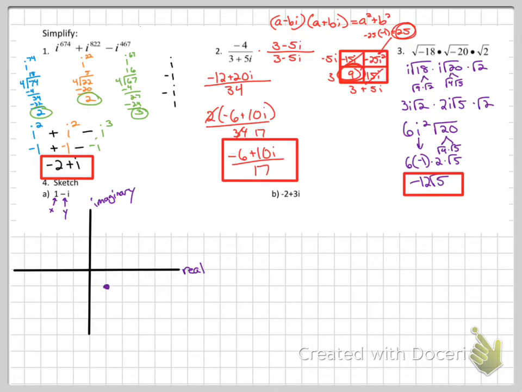There's the imaginary point. So see if you can plot this imaginary, complex I should say, number. Label your axes. Negative 2 on the real, positive 3 on the imaginary.